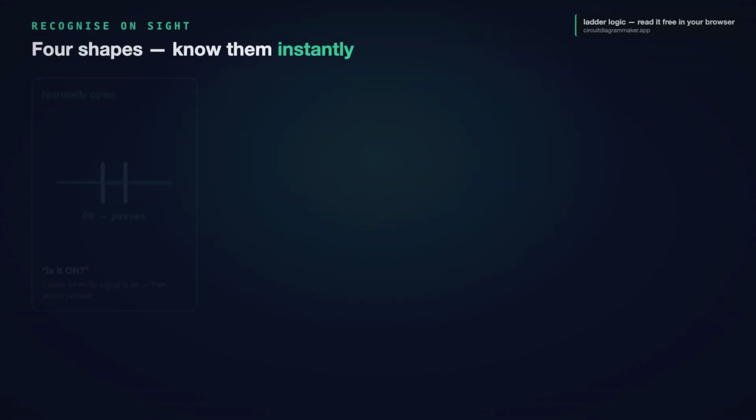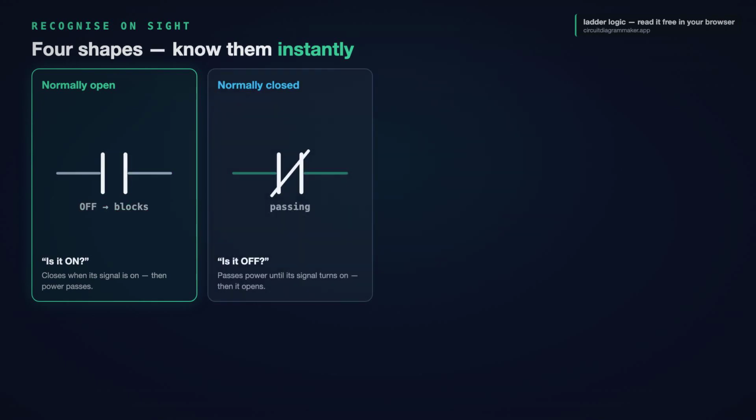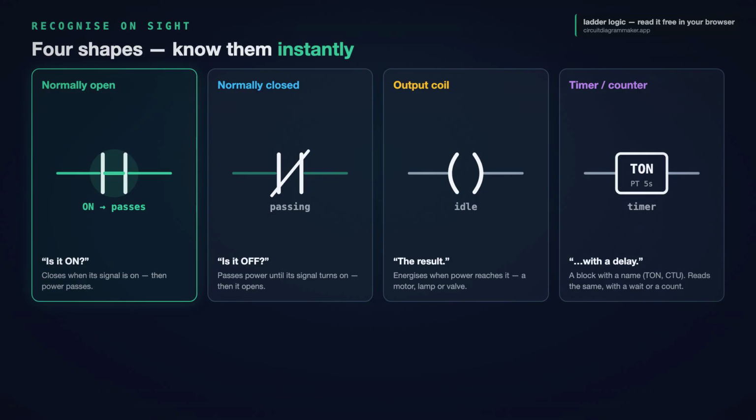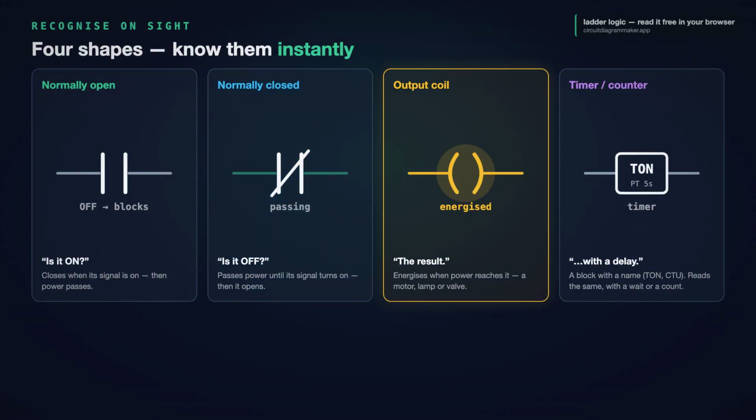Before you can trace, you need to recognize 4 shapes instantly. A normally open contact, 2 parallel lines with a gap between them. It asks a question. Is this input on? If yes, it closes and power passes. If not, it blocks. A normally closed contact, the same 2 lines with a slash across them. It is the opposite. It passes power all day until its signal turns on. Then it opens and stops the rung.